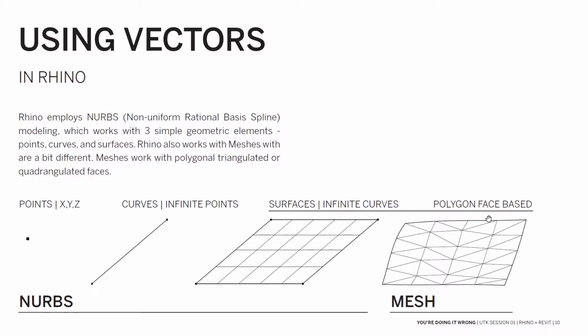Then you get mesh geometry, which is very different. Mesh geometry is comprised of polygons, either 3-face polygons or 4-face polygons. Meshes are computationally easier than NURBS geometry. NURBS geometry is what Rhino uses. But with mesh geometry, just note that instead of it just being a series of lines, it's a series of faces. And it just has to be computed differently.